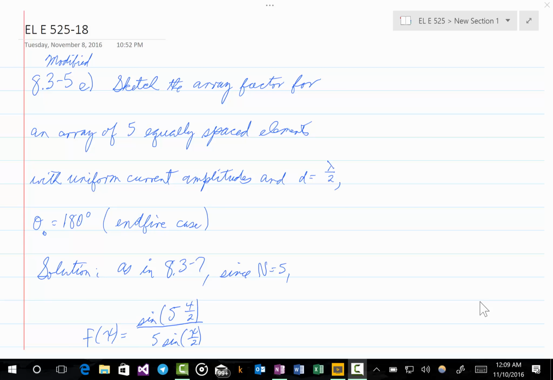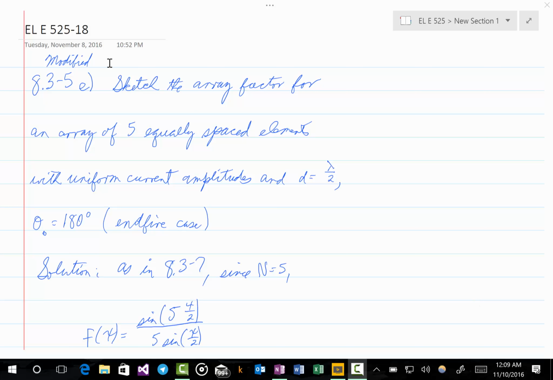Welcome to Lecture 18 of Electrical Engineering 525. In this lecture, we're going to be studying some material from Section 3 of Chapter 8 dealing with Endfire and ordinary Endfire arrays. And in this discussion, we'll learn the distinction between those two different kinds of arrays. So let's go ahead and jump right into this.